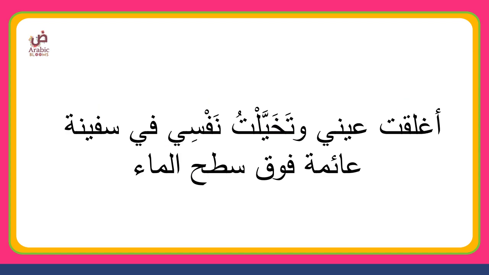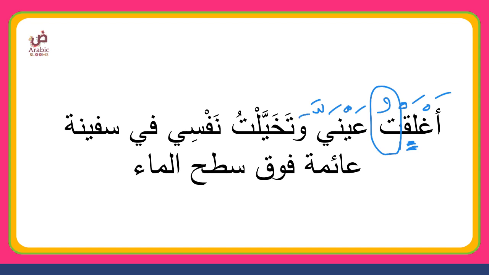Now you can pause if you want to read. And then أغلقت. This is تاء الفاعل. So the verb will end with سكون before تاء الفاعل, which is tu, which means I. أغلقت. I closed. You can say عيني. That will mean one eye. Or you can say عيني. My two eyes. أغلقت عيني.